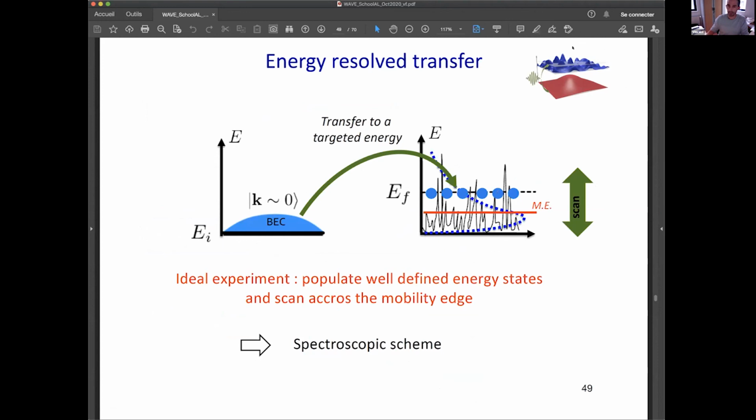Okay, so this is the scheme that I've shown you here in the sketch version. We have the BEC, we transfer it to a well-defined energy, and we scan the energy here at will. And then we hope to try to probe the mobility edge like that. So this is a new scheme, which is called the spectroscopic scheme.